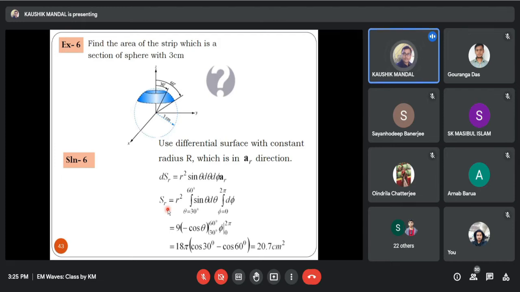So to find out S, it becomes simply the integral of r squared sine theta, where theta is from 30 degrees to 60 degrees, d theta, d phi. The phi is obviously 0 to 2 pi because it is a sphere, this is not a circle. So phi is 0 to 2 pi. Now if you calculate it, it will be around this one. So with the basic knowledge of the spherical coordinate system, we can easily find out this kind of differential surface area.